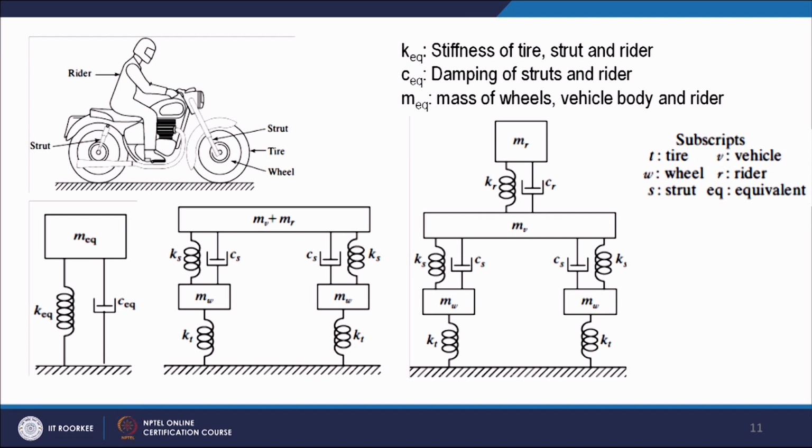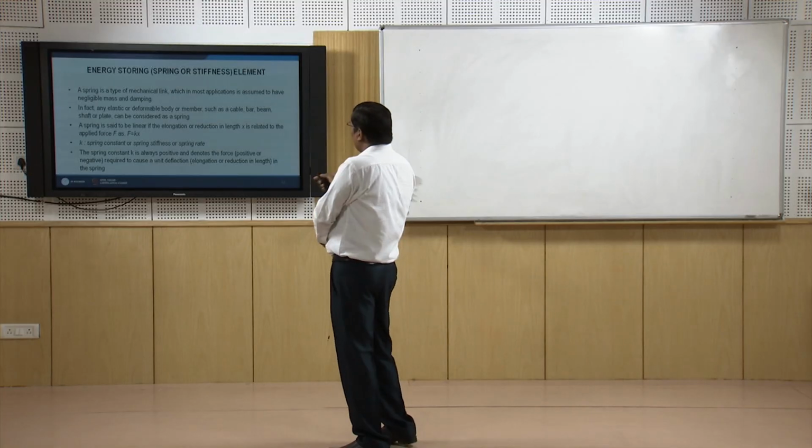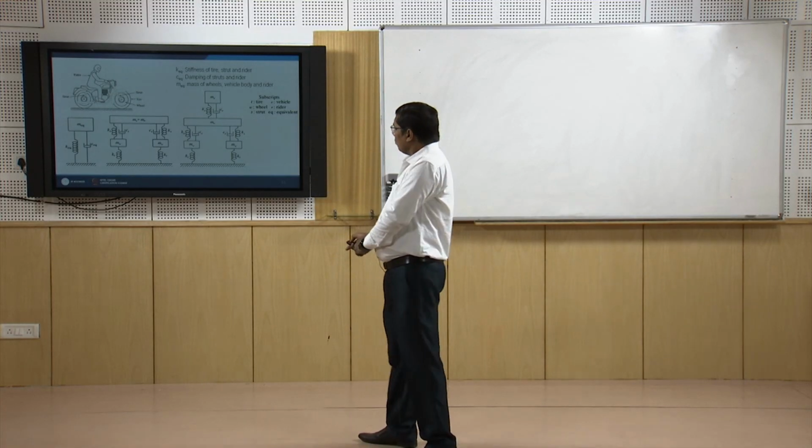So, we have the mass of these components. Then stiffness and damping, equivalent stiffness and damping. So equivalent stiffness could be of the tire, of the strut and of the rider. So it is a combination of these three. Then equivalent damping could include the damping of the rider and the damping of the strut.